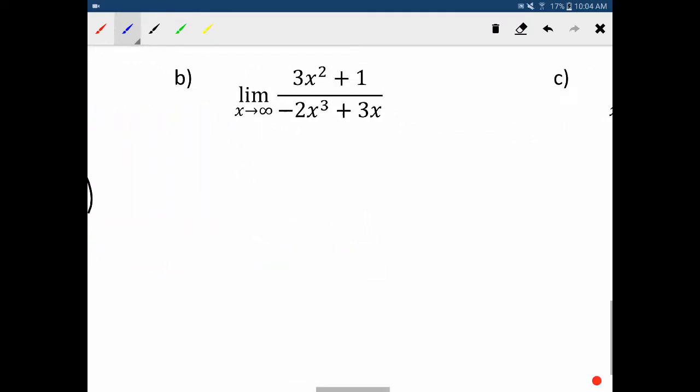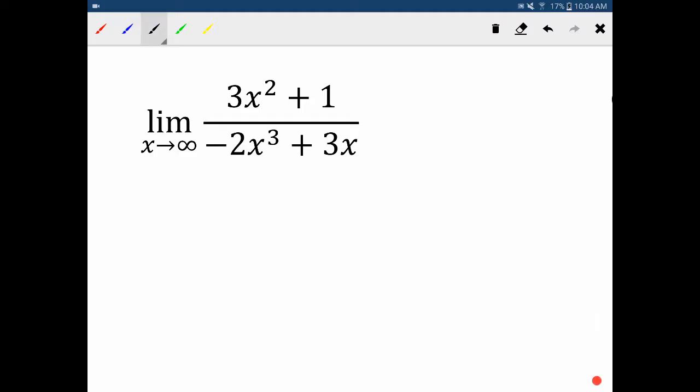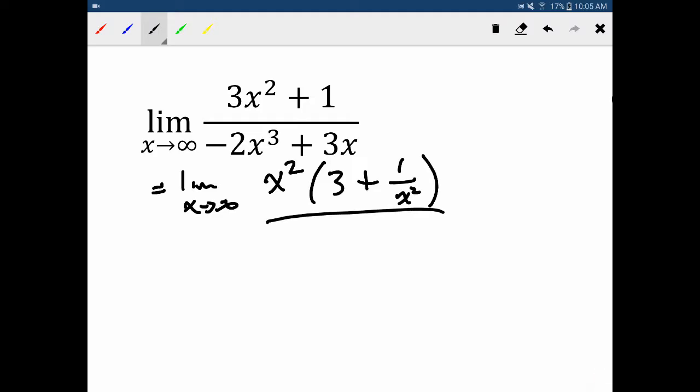Okay, so let's do a more difficult one here. If we have this, again, we'll do the same steps. So it's the limit as x approaches infinity. And we're going to factor out the x squared this time because that's the highest degree. And we're left with a 3 plus 1 over x squared over, and on the bottom we're going to factor out the x cubed. And so then we have negative 2 plus 3 over x squared. Okay?